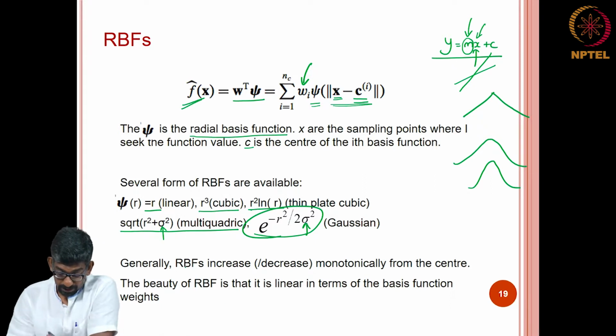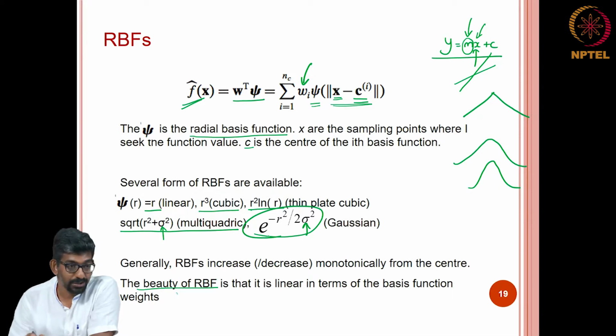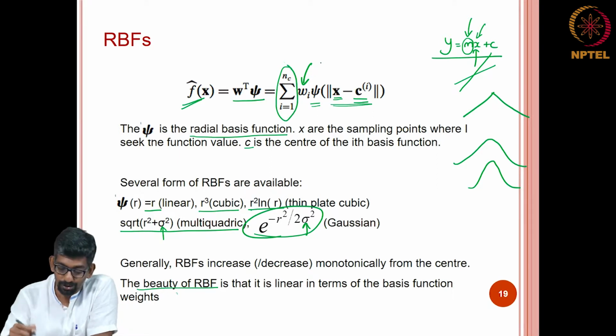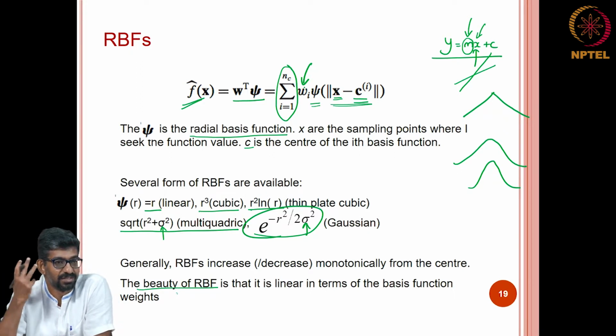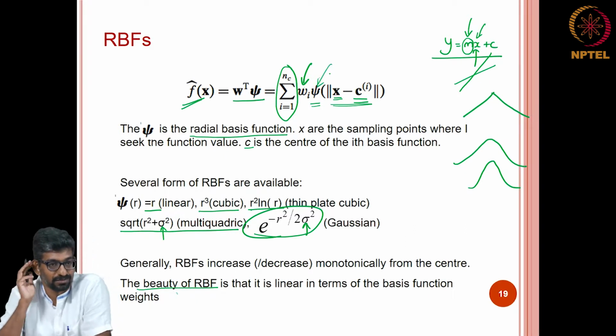Okay. So, these are the stuff that we have already discussed. Generally, RBFs increase or decrease monotonically from the center. The beauty of RBF or any of the approximation that we are talking about is, however complex your expressions are, you are still doing only a linear superposition. You are only going to solve for these W's in a linear regression sense. It is not nonlinear, but the psi could be the most complex.